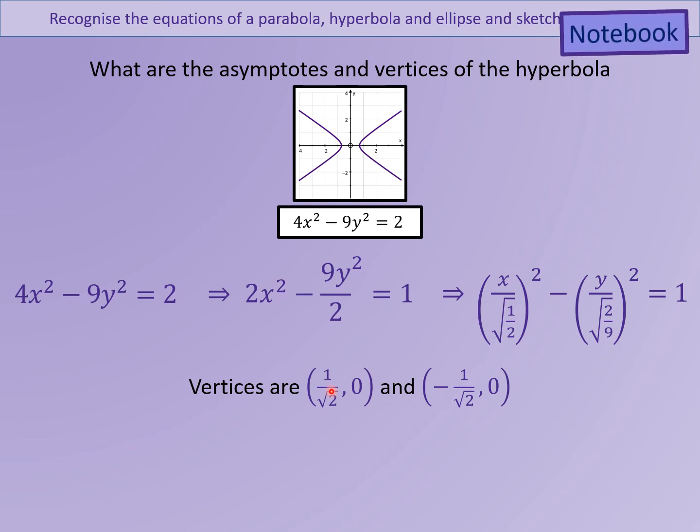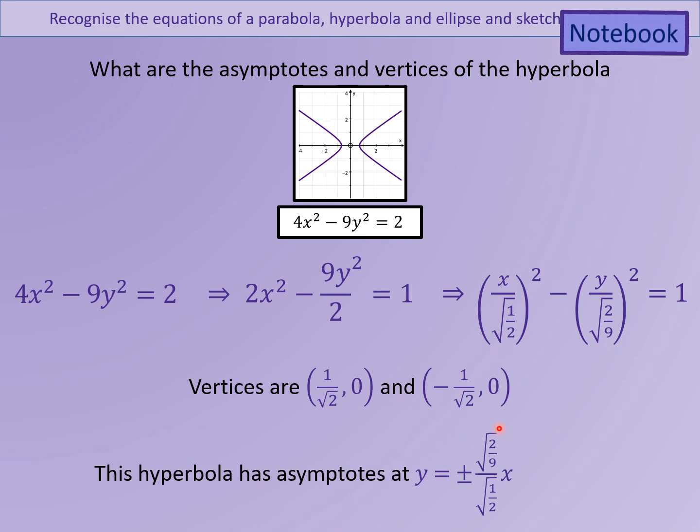So therefore, the vertices we know are at (a, 0) and (minus a, 0). So in this case, it will be (1 over root 2, 0) and (minus 1 over root 2, 0). We also know that the asymptotes are at y equals plus and minus b over a x. We can simplify down this b over a. If we simplify, we end up with plus and minus 2/3 x.